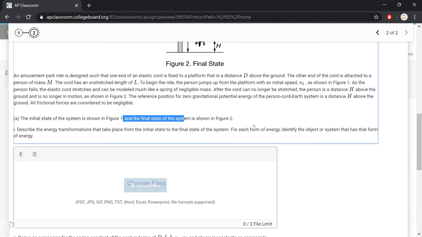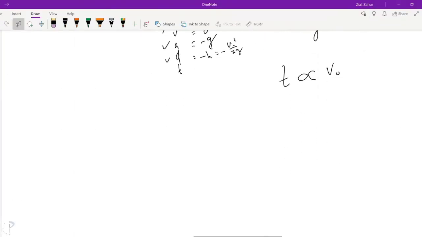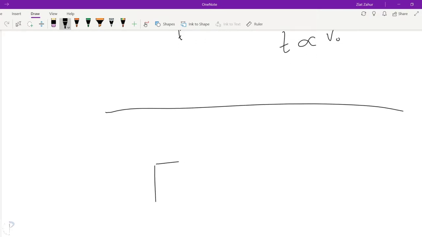Describe the energy transformations that take place from the initial state to the final state for each form of energy. Identify the object or system that has that form of energy. Wow, okay. So not only do you have to talk about what energy you have, but where is the energy? All right, so we're bungee jumping. Here's our platform. We're going down and we stretch the spring.